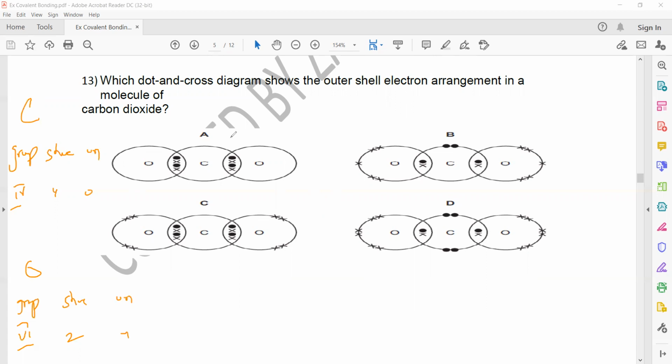So you will check the unshared. A cannot be the answer because oxygen does not have any unshared. When you check B, oxygen has 5 unshared, so that's also wrong. When you check D, oxygen has 6 unshared, that's also wrong. So we are left with only C, which is the right statement, that each oxygen has 4 unshared electrons. So directly if you work out the unshared, you can find the number of shared ones and you can find the right structure.